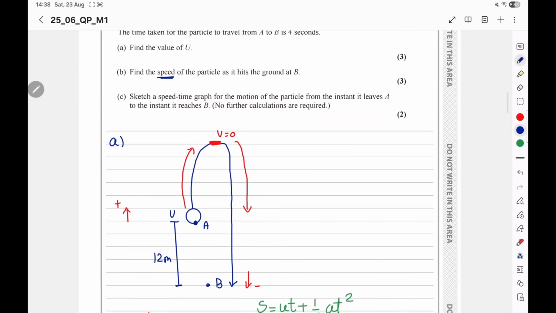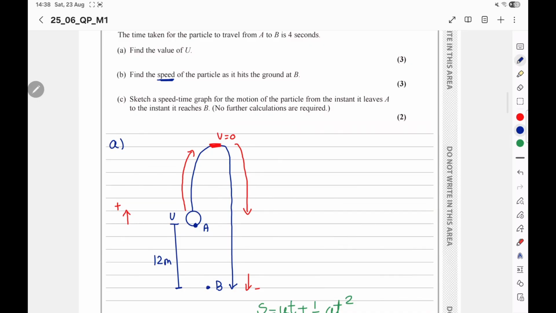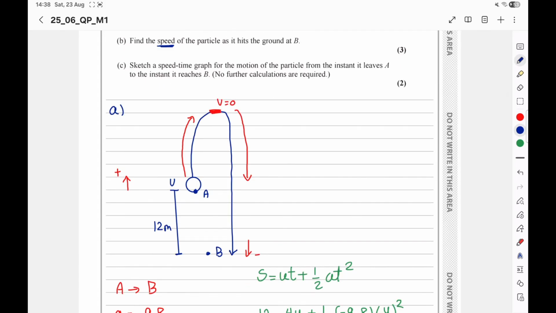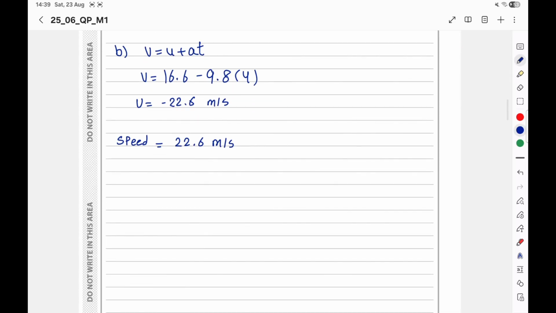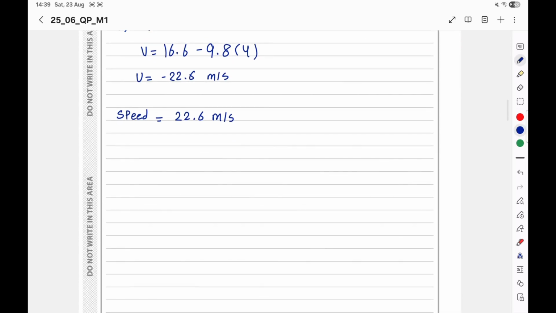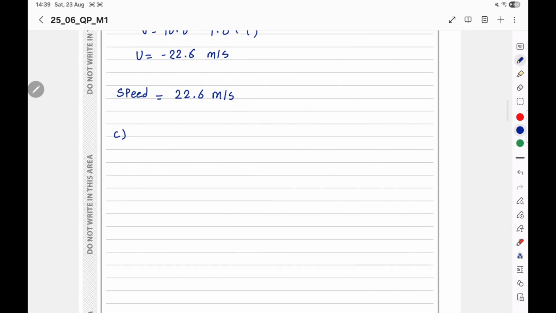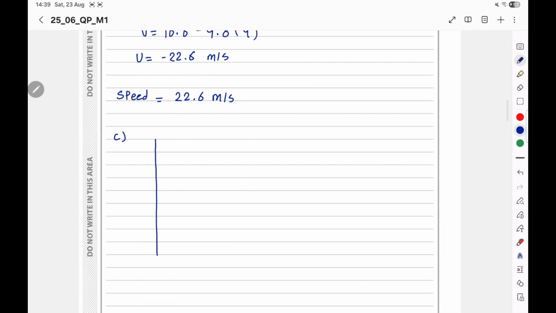Part C, the most simple. Sketch a speed time graph for the motion of the particle from the instant it leaves A to the instant it reaches B. No further calculations are required. Of course, no further calculations are required. I have the initial velocity, the final velocity and the time of the journey. Sketch the speed time graph.